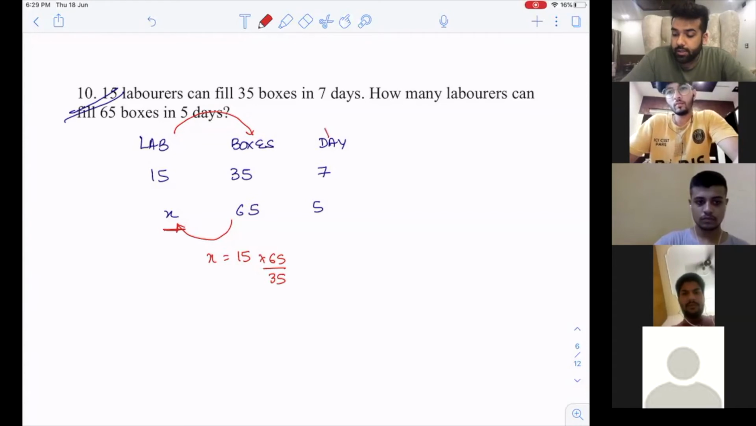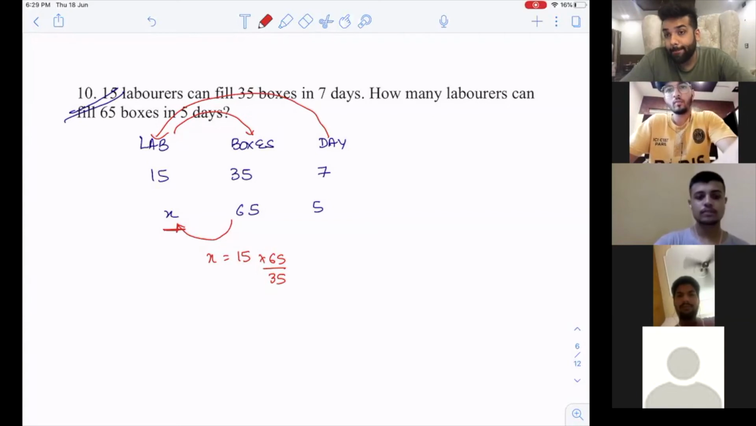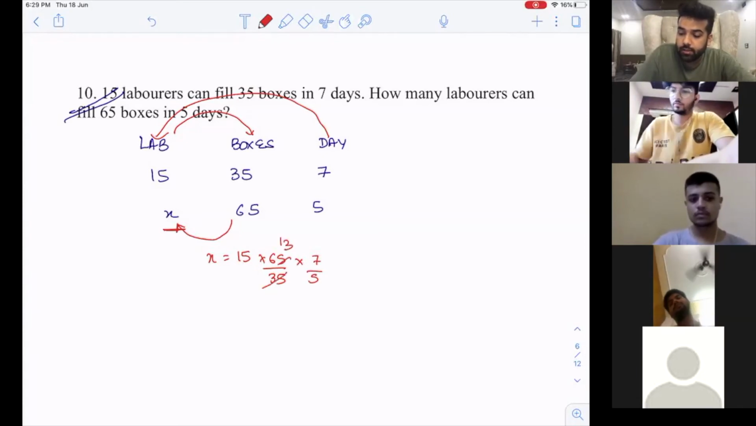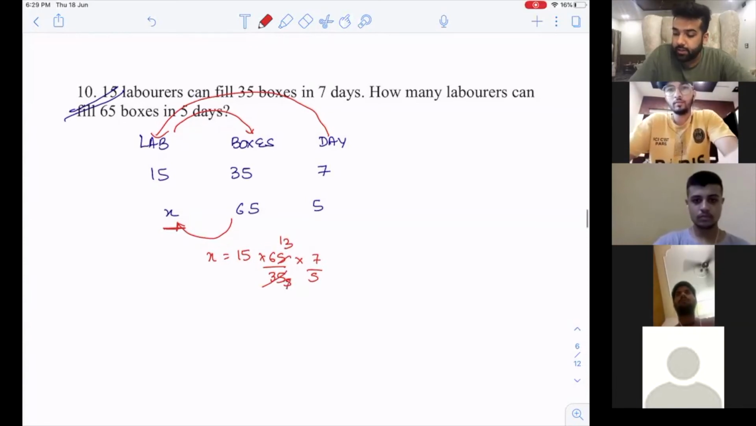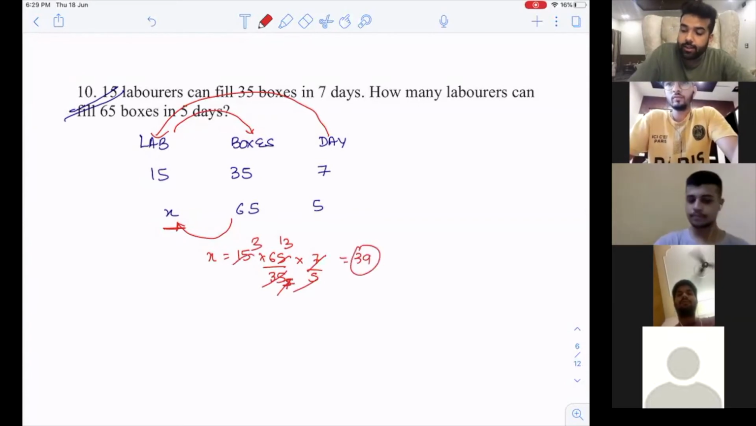To finish the work in 7 days, we require 15 laborers. To finish the work in 5 days, do I require more laborers or less laborers? More, sir. To finish the work in 5 days we need more laborers. Yes or no? Yes, sir. 13 and you will have 5 here. No, sorry, you will have 7 here. 7, 7 cancel, 3 here. 39 is your answer. Clear or not?